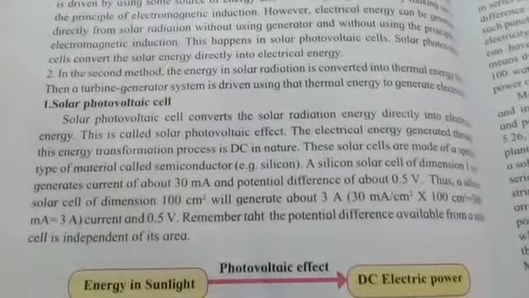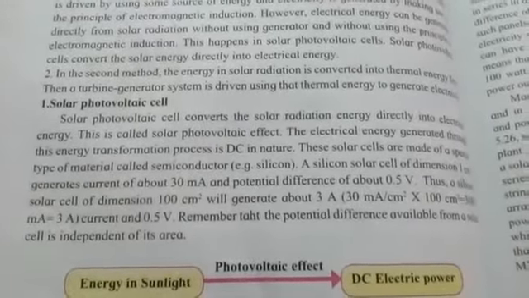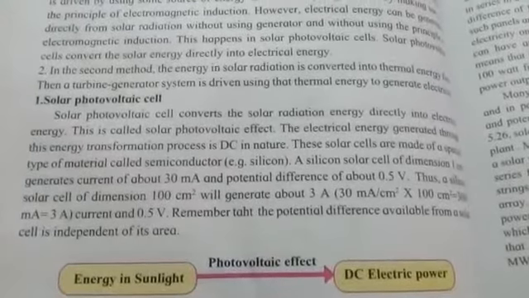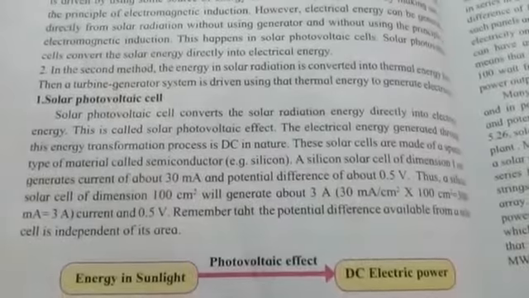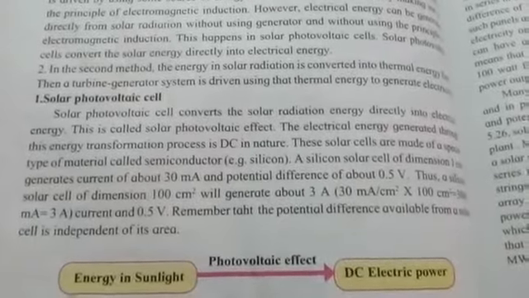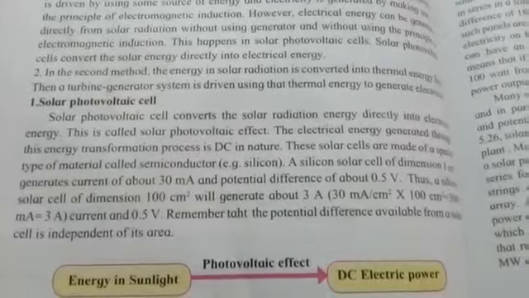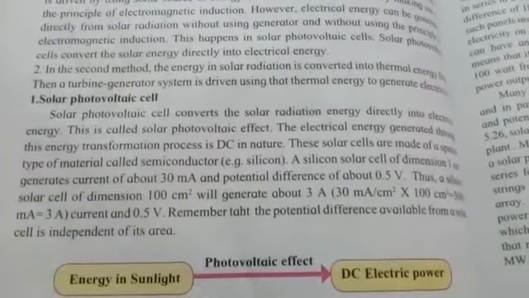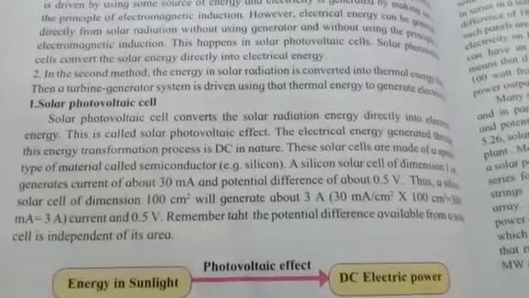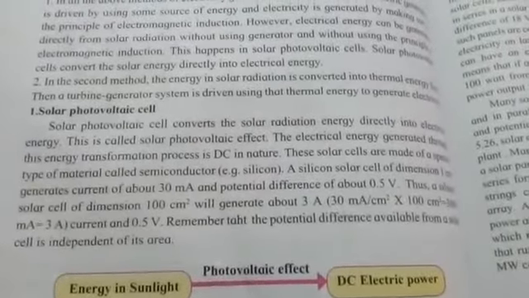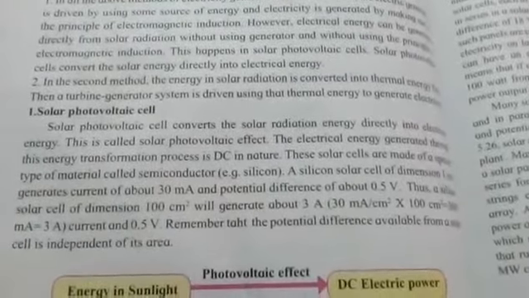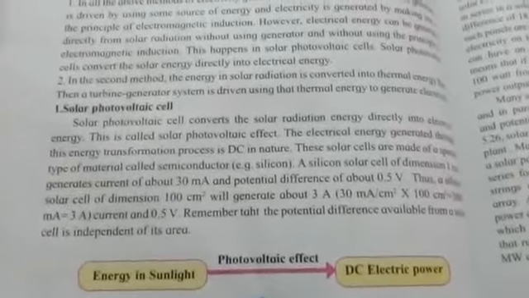So solar photovoltaic cells are the cells which convert the incident solar radiation into electrical energy, and this effect is known as the solar photovoltaic effect. And the electrical energy which is generated through this energy transformation process is DC in nature, that is direct current. In direct current, the electrons flow in a single direction, that means in the forward direction always. And then there is AC, alternating current, in which the electrons flow in both the forward and backward directions. So this is the difference between AC and DC.